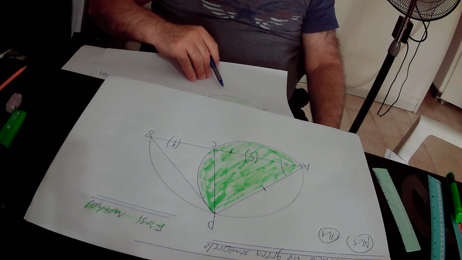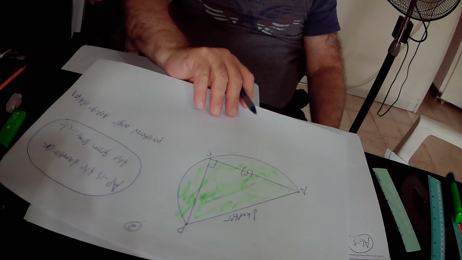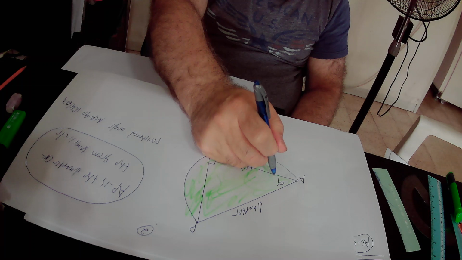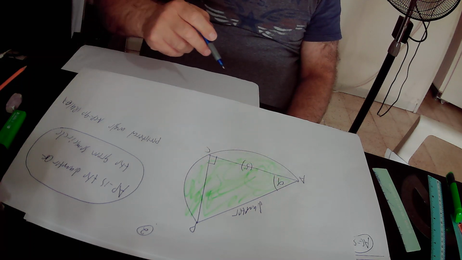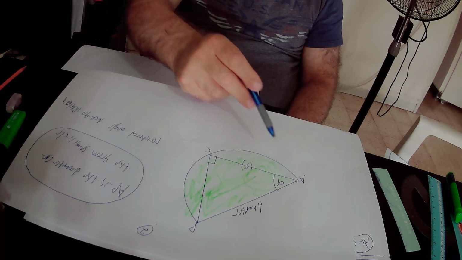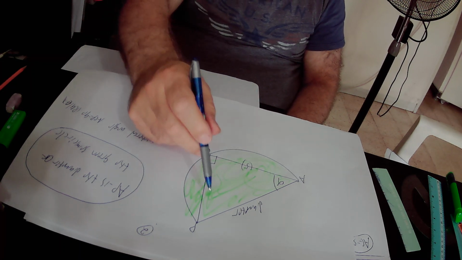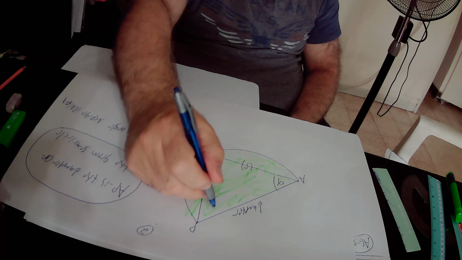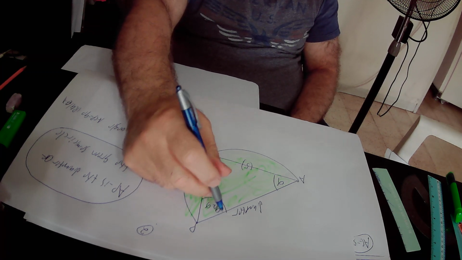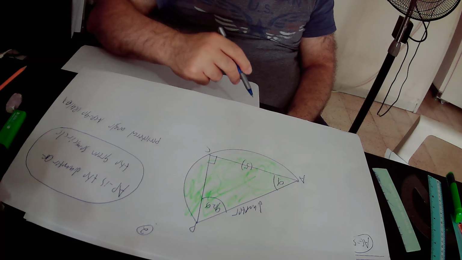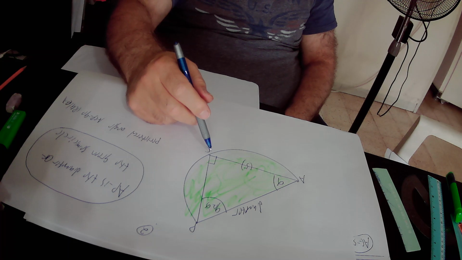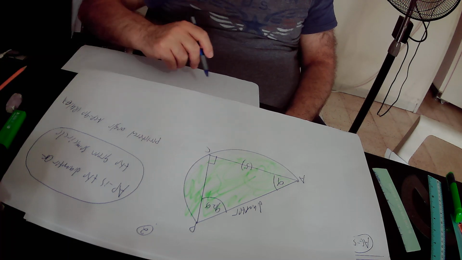Okay, so we define this common angle as alpha. And in the right green triangle APC, this angle equals alpha, this angle equals 90 degrees. Therefore, the missing third angle must be equal to 90 degrees minus alpha. Why? Because 90 degrees minus alpha plus alpha is 90 degrees, and 90 degrees plus 90 degrees equals 180 degrees. That is the sum of the angles in any triangle.